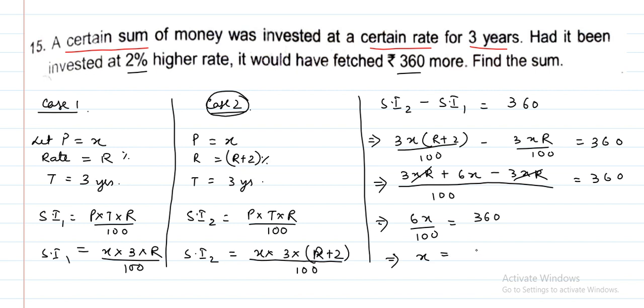So x will be equal to 360 into 100 by 6. Into 6 has become by 6 and by 100 has become into 100. So now it will be 60 into 100. So that is equal to rupees 6,000 and this is our answer. This is the principal. See, we have taken the principal as x. So we have got the principal. They are telling us to find the sum. So this is the sum and the sum is 6,000. This is our answer. I hope you understood this.